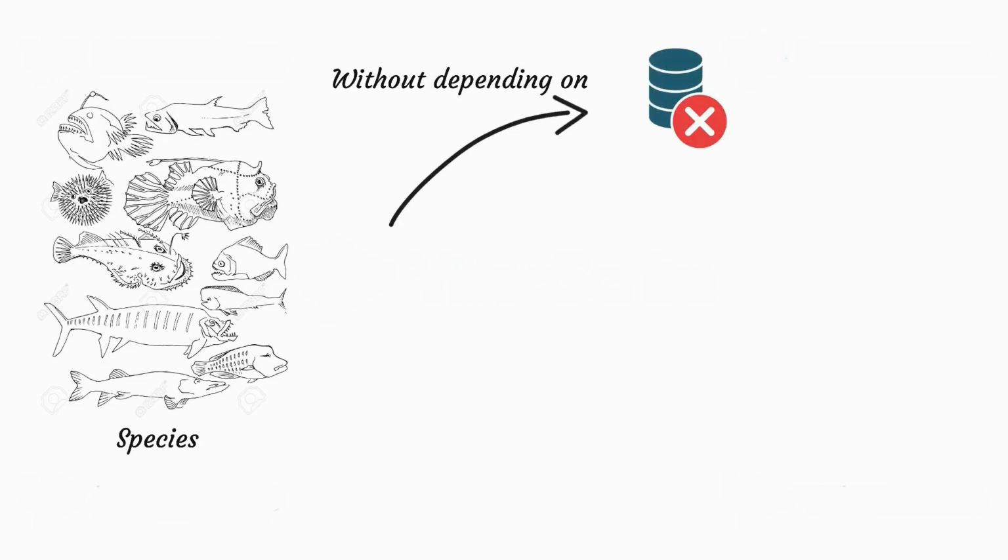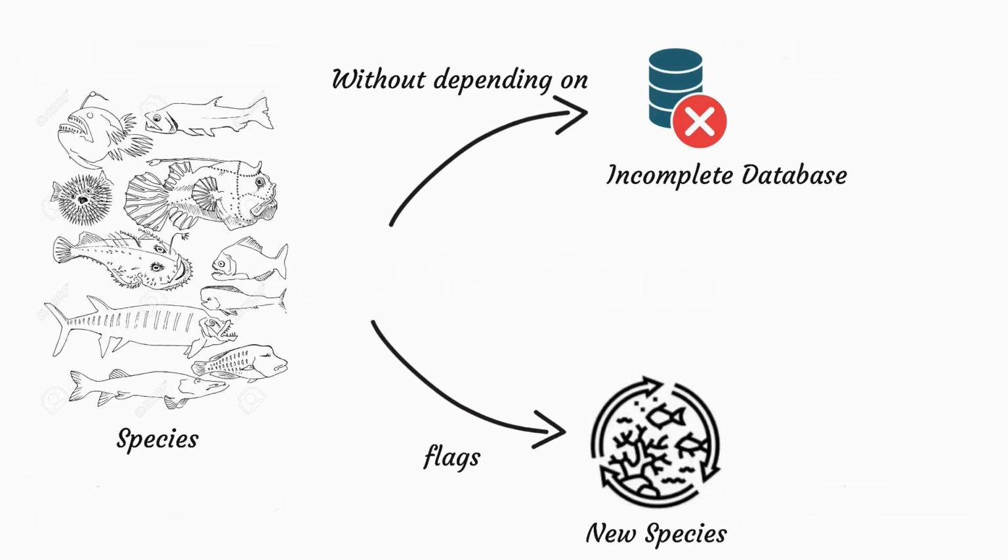Together, this means we can classify species even without depending on incomplete databases, and even flag brand new species when the DNA doesn't match anything known. In simple terms, instead of forcing the DNA into old, incomplete reference libraries or databases, we let the data itself reveal its structure.